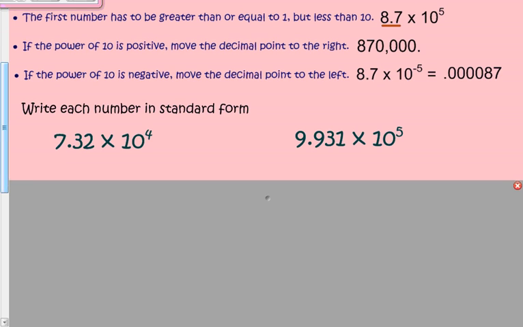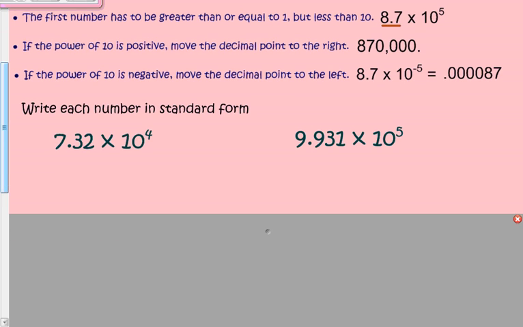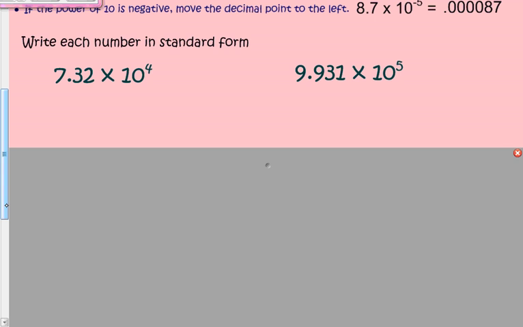So let's keep going. When you're writing numbers in standard form, which you'll have to do on your paper, just follow those rules. If the exponent is positive, like this positive 4, we will move that decimal 1, 2, 3, 4, and any blanks we'll fill in with zeros. So 73,200, and go 3 times, put a comma. The 4 does not mean you add 4 zeros. It means how many times you move the decimal.